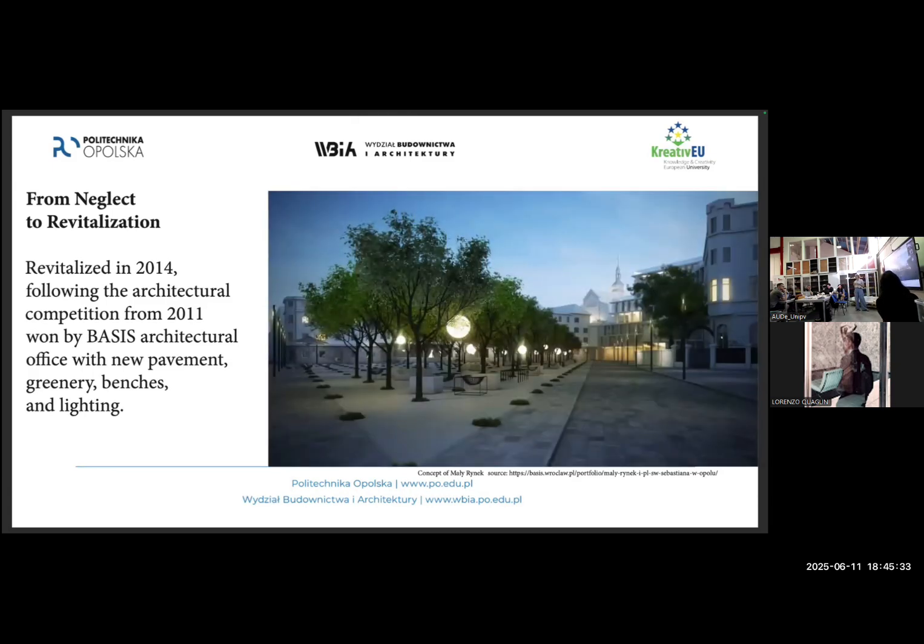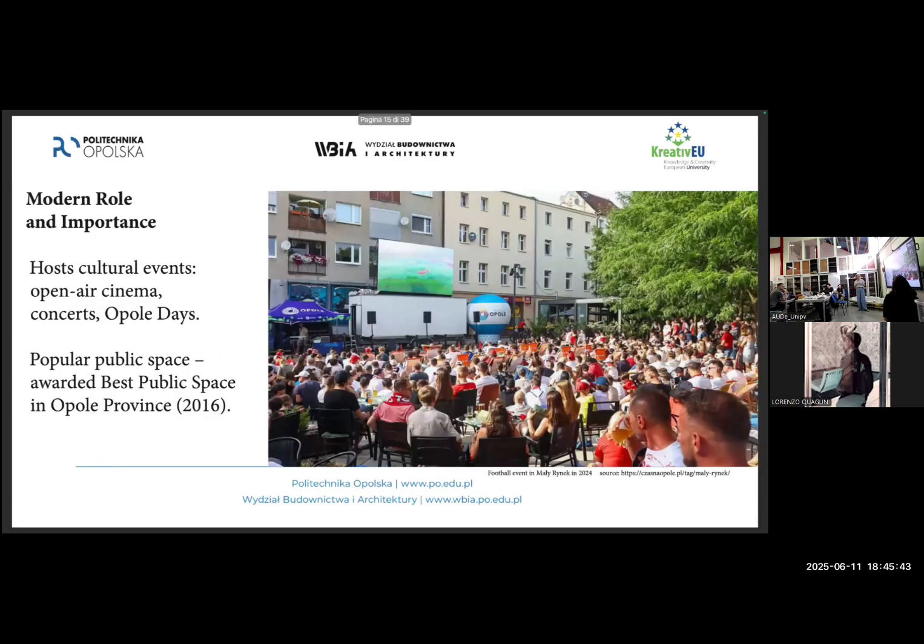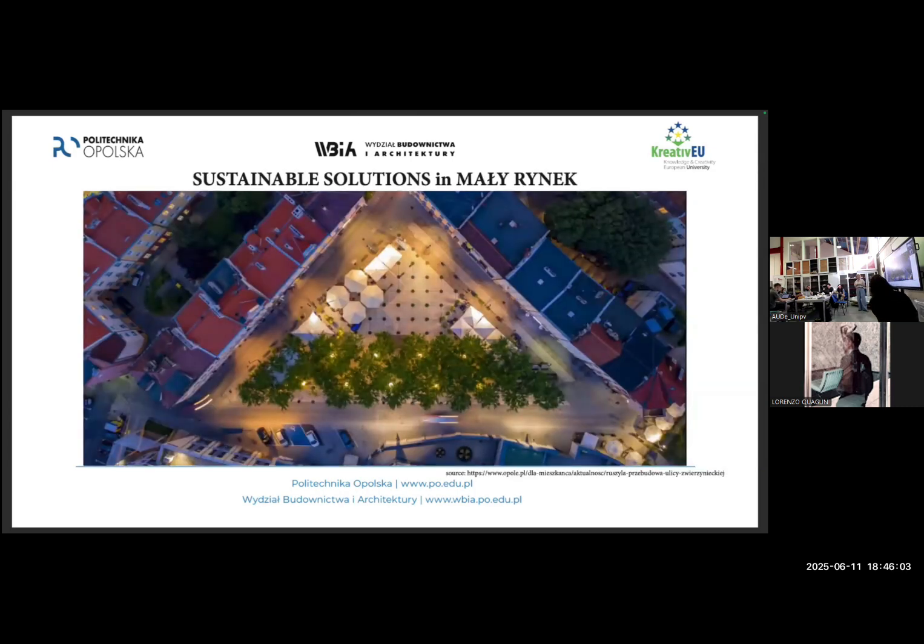So this is the visualization from the competition. I also like to show the visualization and then the real situation so you can compare the effect. The first picture I've chosen is to really stress the contrast between what was before and how it is now. Here you can see Mały Rynek during the football championships last year. It's full of people and it's really alive. And this is the drone picture of Mały Rynek as it is now after the revitalization.